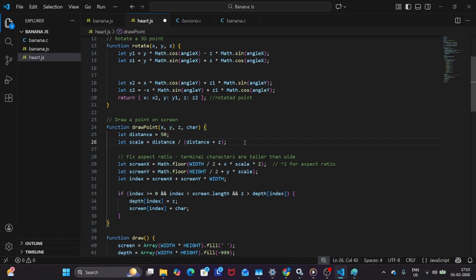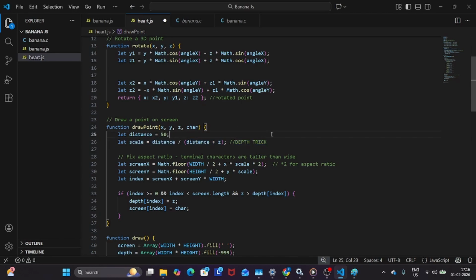See, this is a math trick for depth. This is basically the depth trick. Okay, if z increases, the point goes farther, and if z decreases, the point comes closer. This is basically what it is doing.